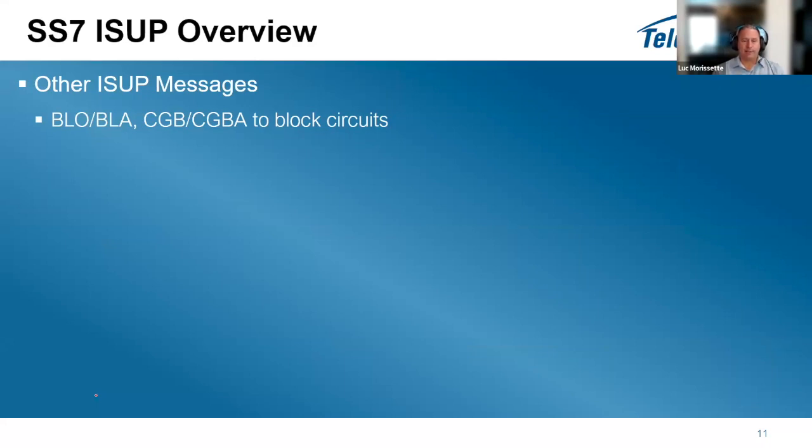So apart from those basic ISUP messages, you have other useful messages. BLO, that's block, to block circuits. So when you block a circuit, it becomes unusable. So you just mention to the other side that you don't want to use those circuits anymore. And you have CGB, which is circuit group block. So instead of blocking just one circuit, you block a full T1 or full E1. Okay? And the A is just the acknowledgement from the other side to accept to block the circuits.